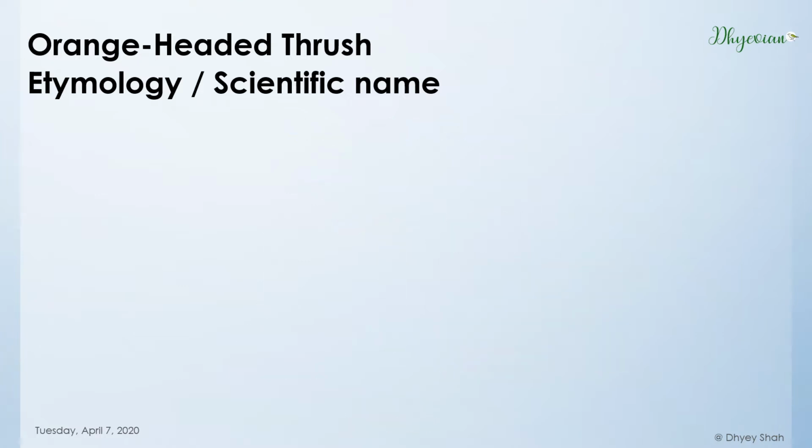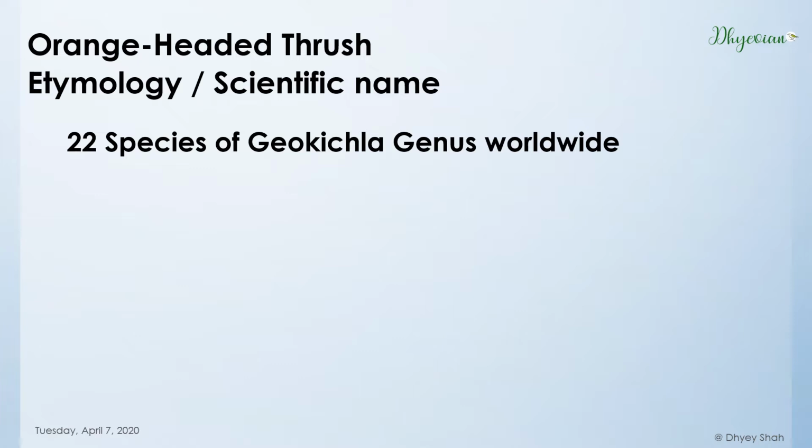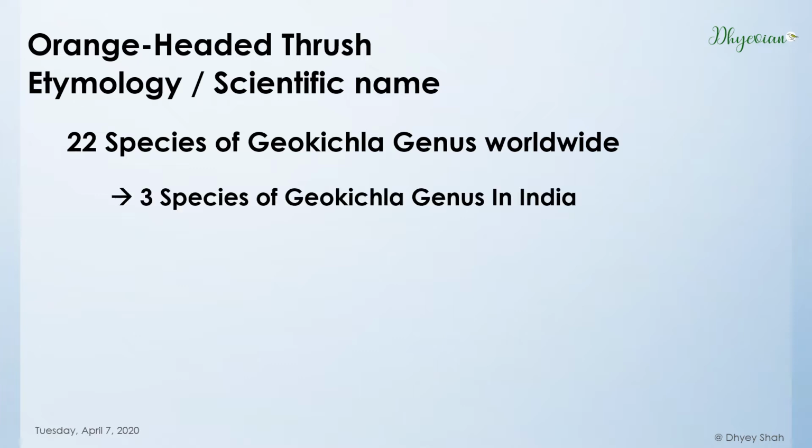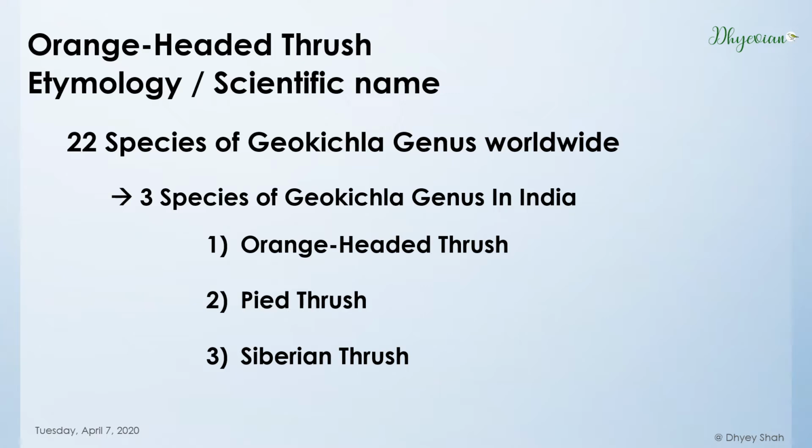The Geokychla genus that I had mentioned earlier in the previous slide has 22 species all over the world. Out of these 22, only 3 are found in India. They are the orange-headed thrush, pied thrush and the Siberian thrush.